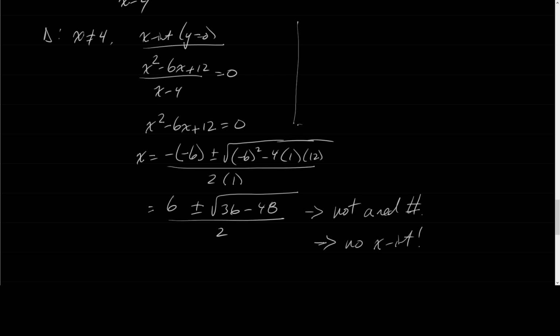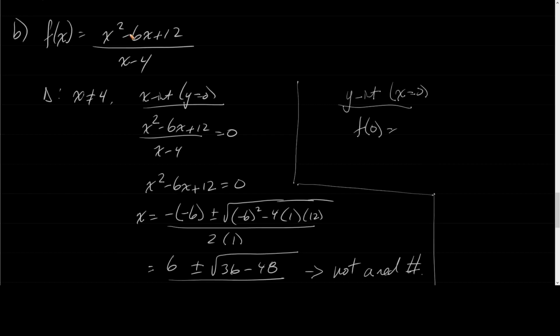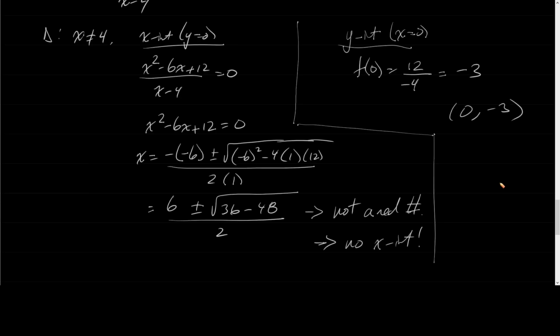Now, let's figure out the y-intercept. The y-intercept is when x equals 0. So that's easy. Plug in 0 for x. What does that give us? Well, 0 minus 0 plus 12 is just 12. And then 0 minus 4 is negative 4, which reduces to negative 3, giving me the point (0, -3). All right, cool. So that's our intercepts in our domain.